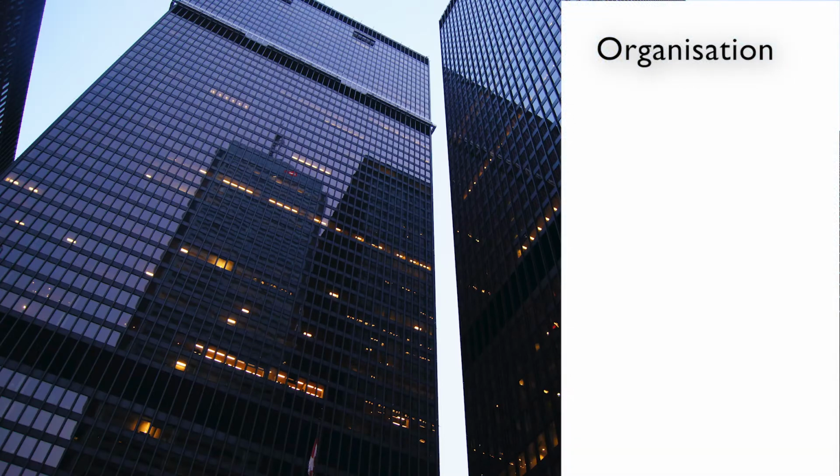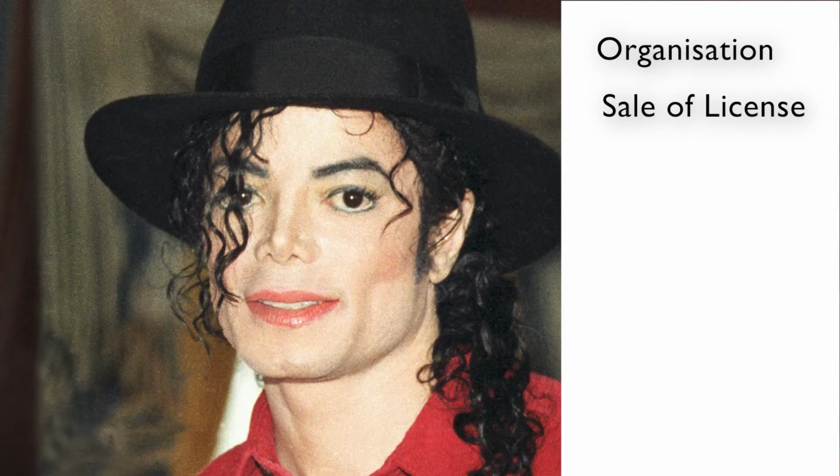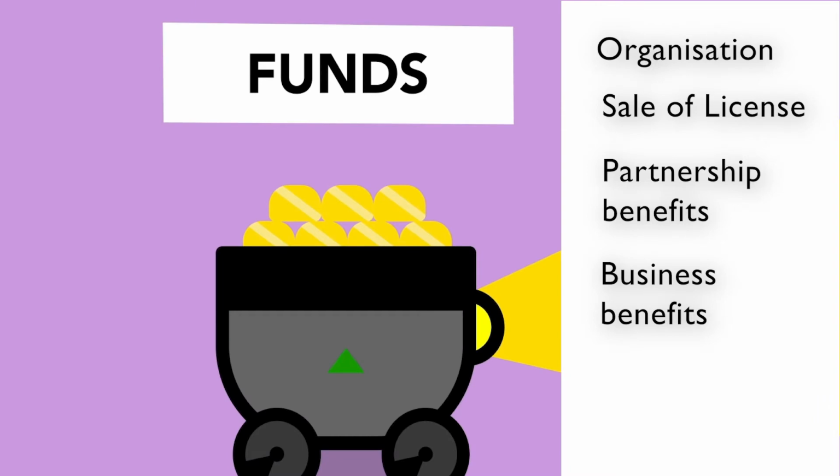Let's look at some of the examples. Profits on income by an organization. Profits on sale of a certain license like song, album, brand name, etc. Think about the millions of copies Michael Jackson has sold. Profits, salary or bonuses received as a result of a partnership in a firm. Benefits received in a business.